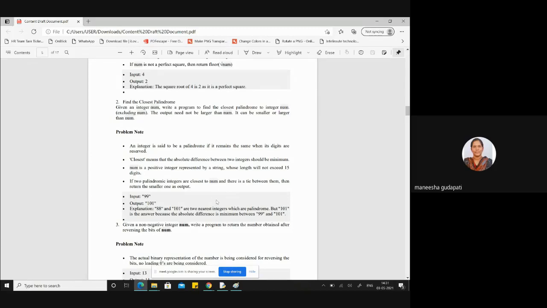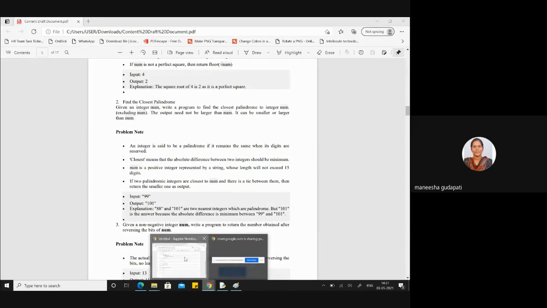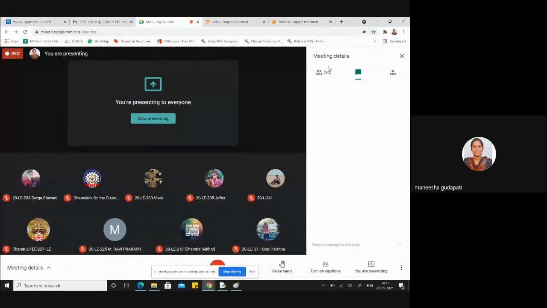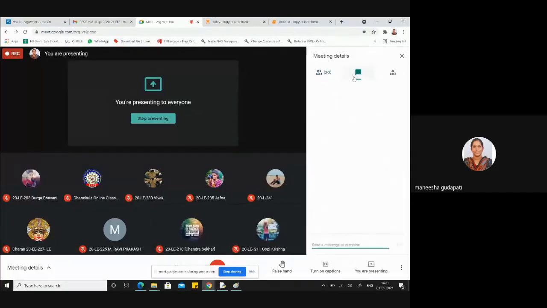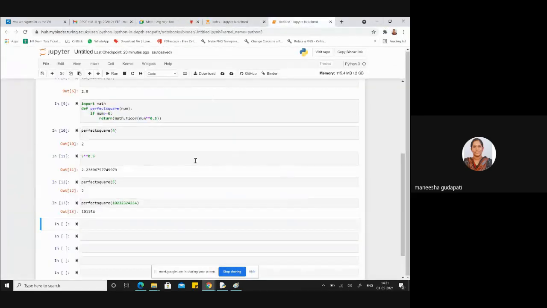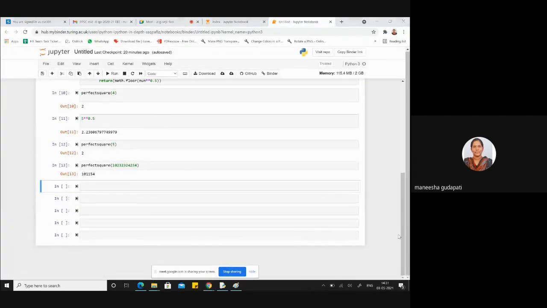Any ideas? Anyone in the group? How to do this? How to check whether a given number is palindrome or not?